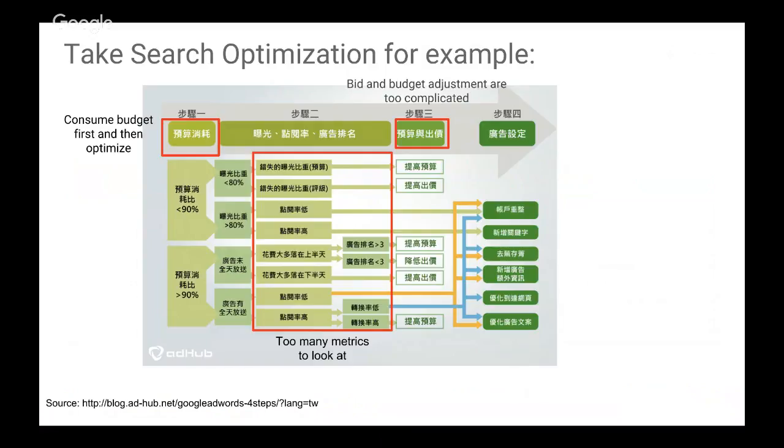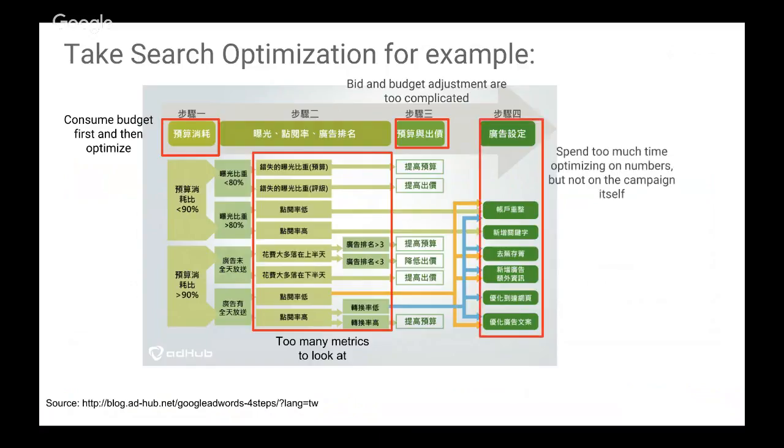So a lot of our account managers at agencies just change bid adjustments on a daily basis and also shift budget from one ad group to the other. This also takes up quite a lot of time, and it can be a very complicated process. And the last one, from what we see, is that a lot of our account managers at the agency spend too much time optimizing on numbers, but not on the campaign itself.